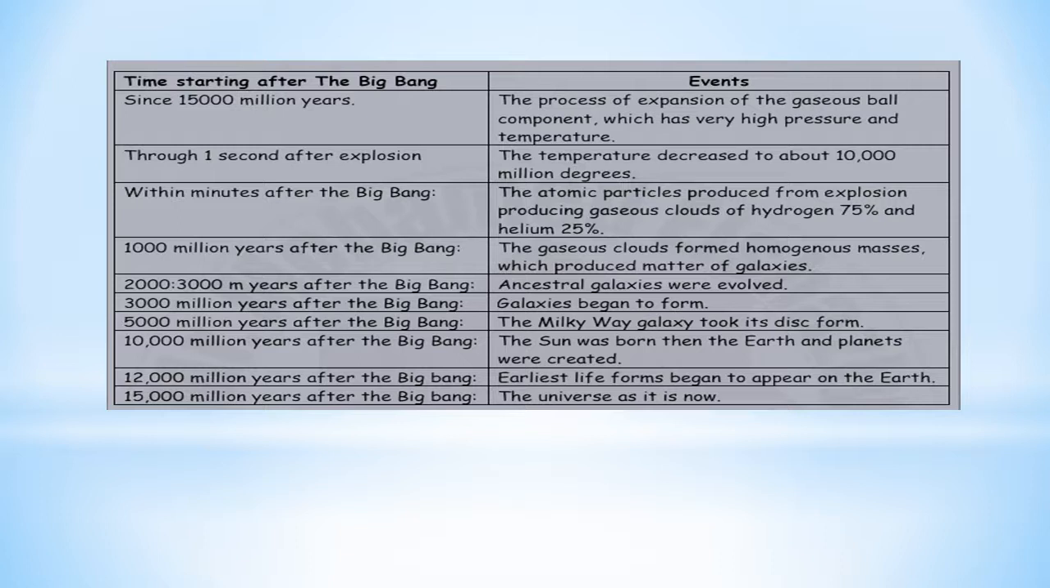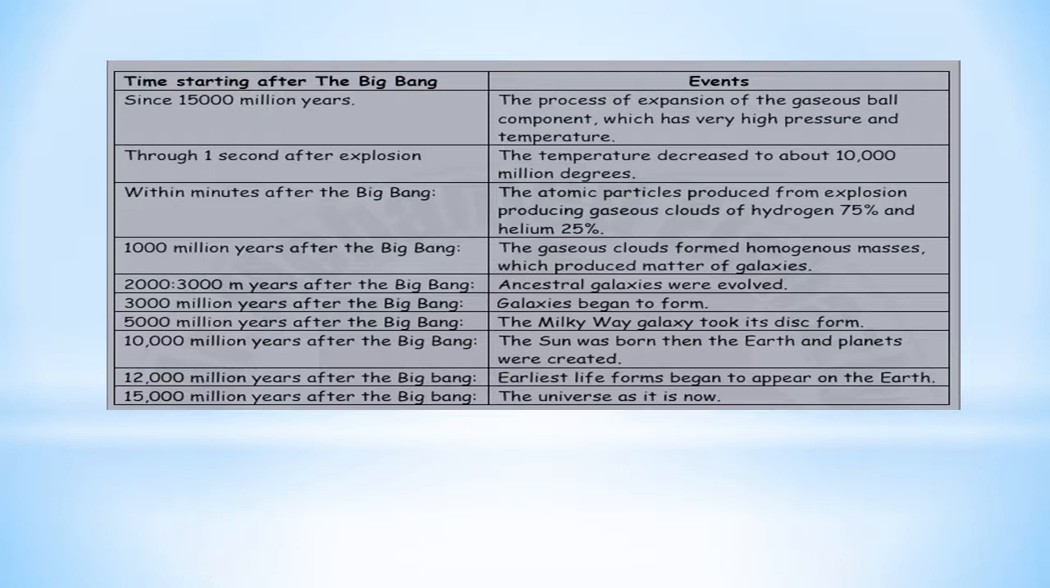After about 1,000 million years, the matter merged into the form of masses. So the masses were formed. After about 2,000 to 3,000 million years, gravity caused more of these masses to merge, forming ancestral galaxies.